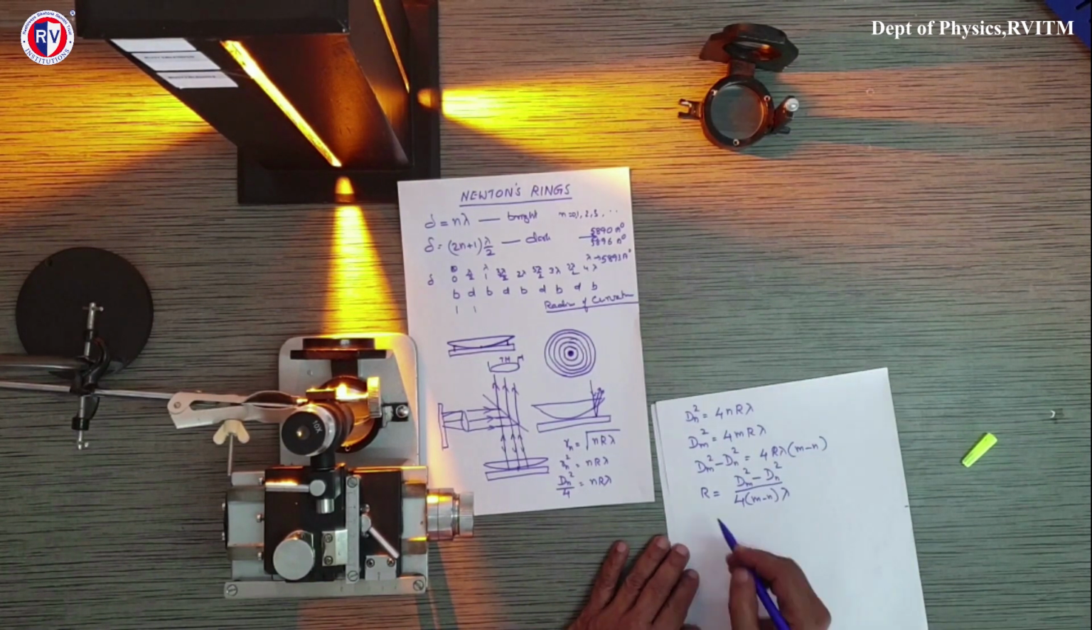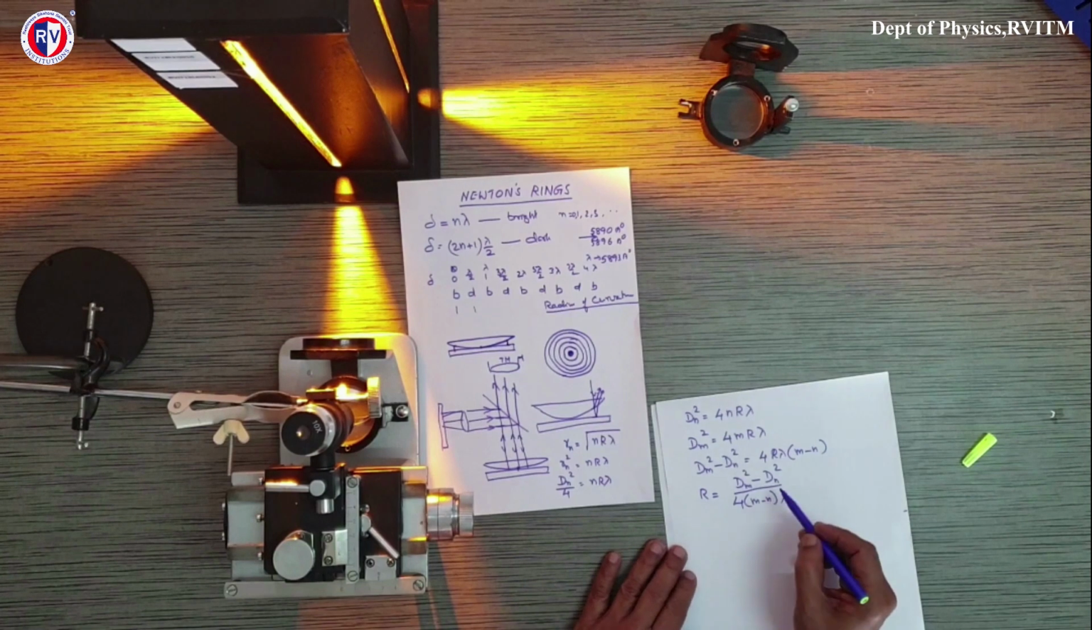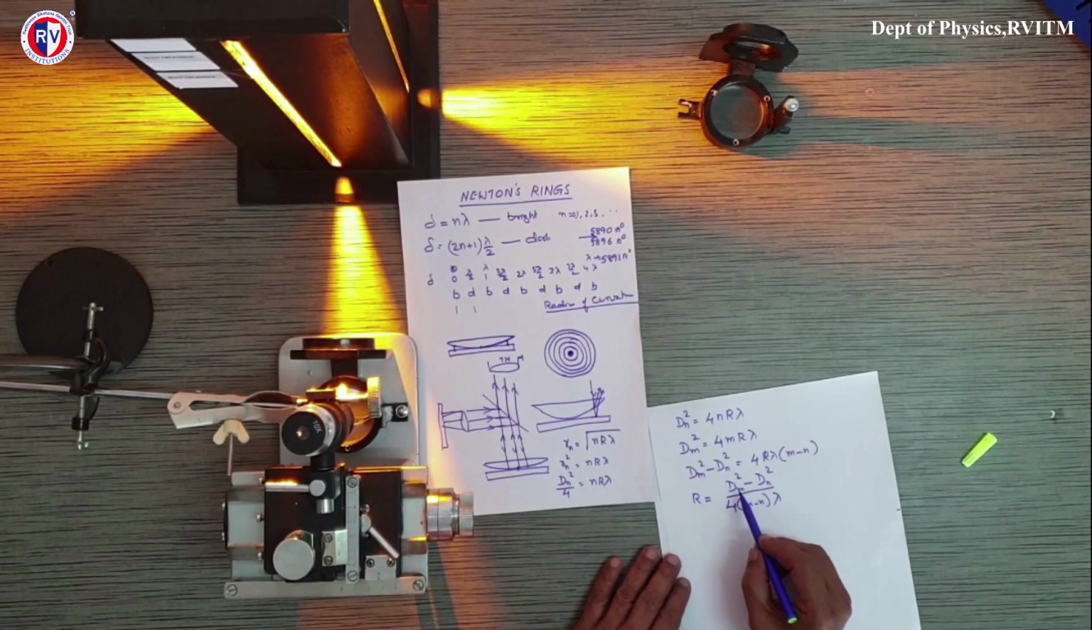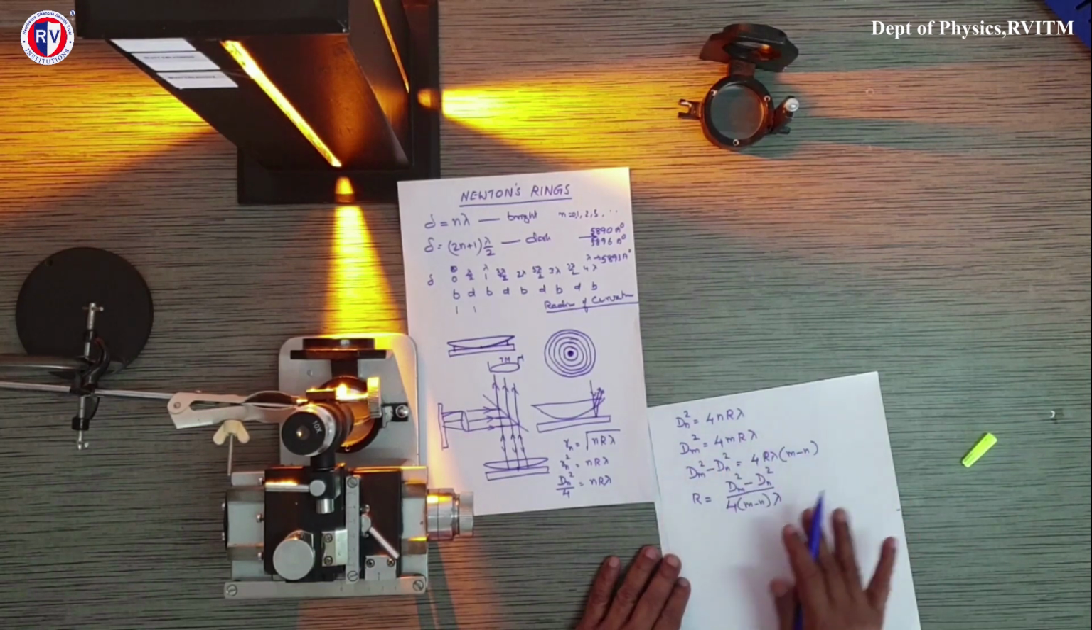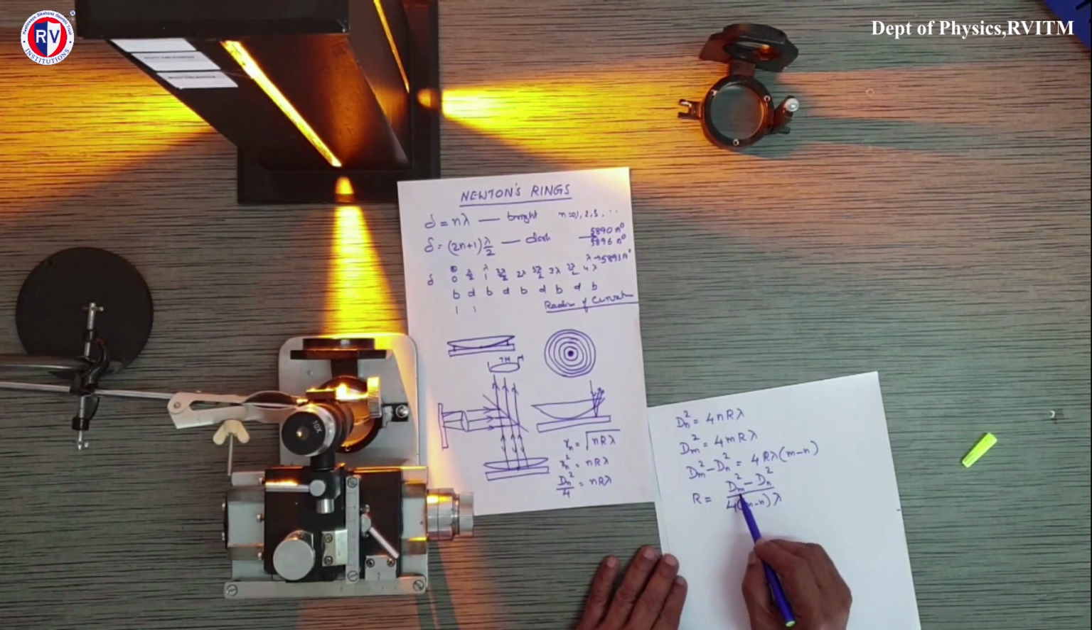So to find the radius of curvature, we have to take one pair of rings, any two. Suppose I take the 10th ring and the 4th ring, then I am maintaining a difference of m minus n of 6. Like that, any number of rings I can go for. I have to find the difference between the diameter squares. The wavelength is known, so using that we can easily calculate the radius of curvature.